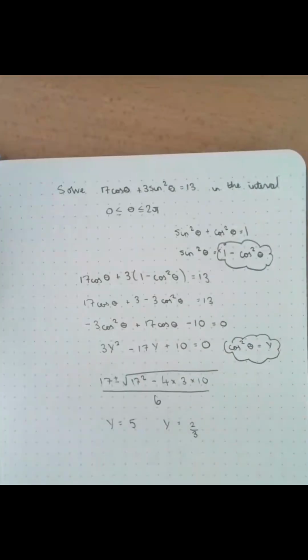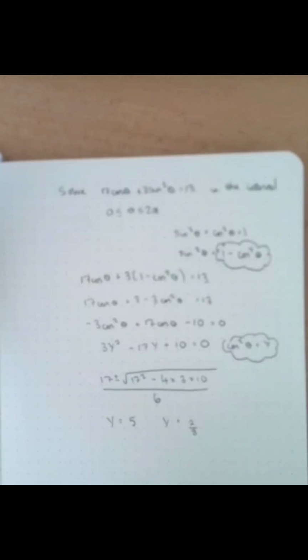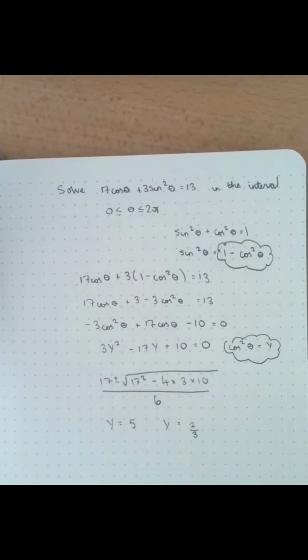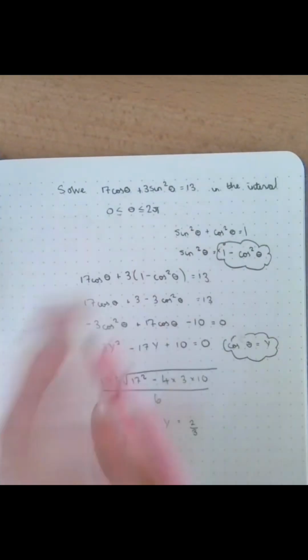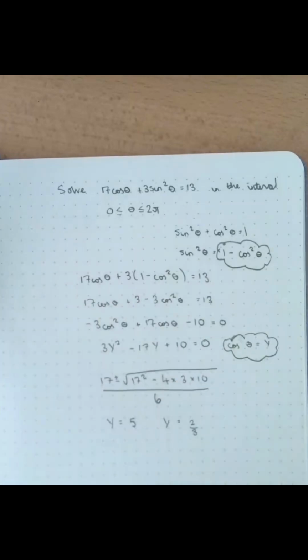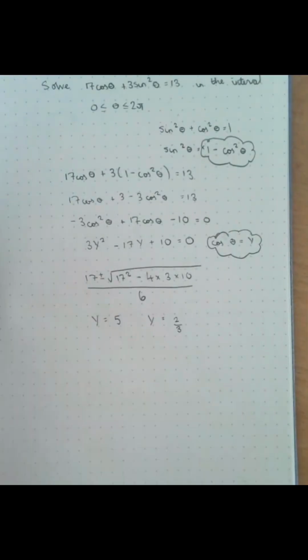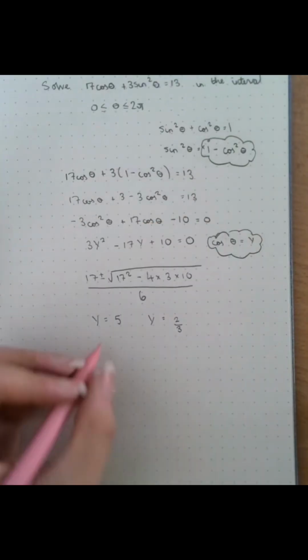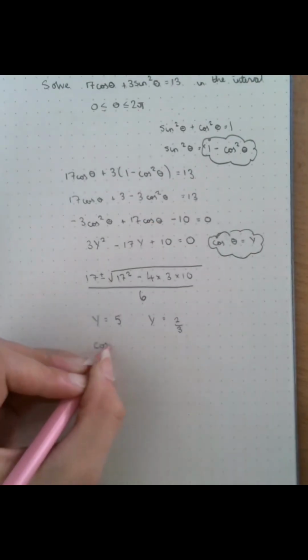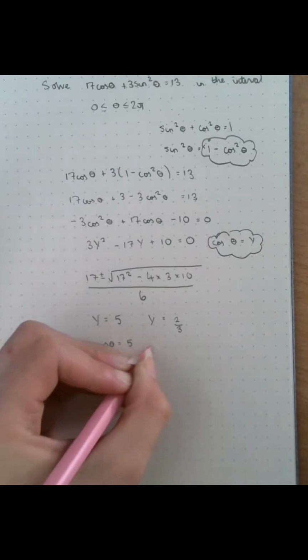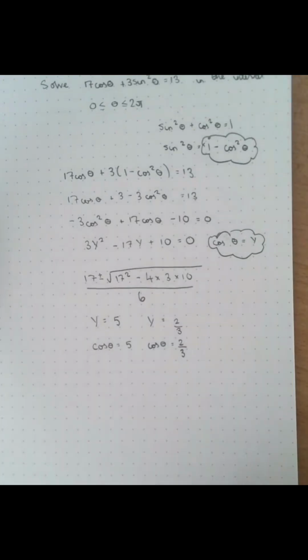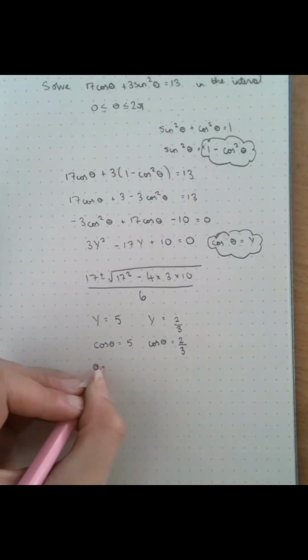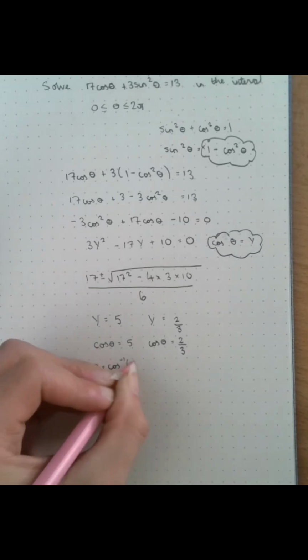But it's not actually y we're dealing with, it's actually cos theta, I should say, not cos squared theta. So let's replace our y with cos theta. So therefore, cos theta is now 5, and cos theta is now 2/3. So let's now find what theta is. So theta is going to be cos inverse of those values.